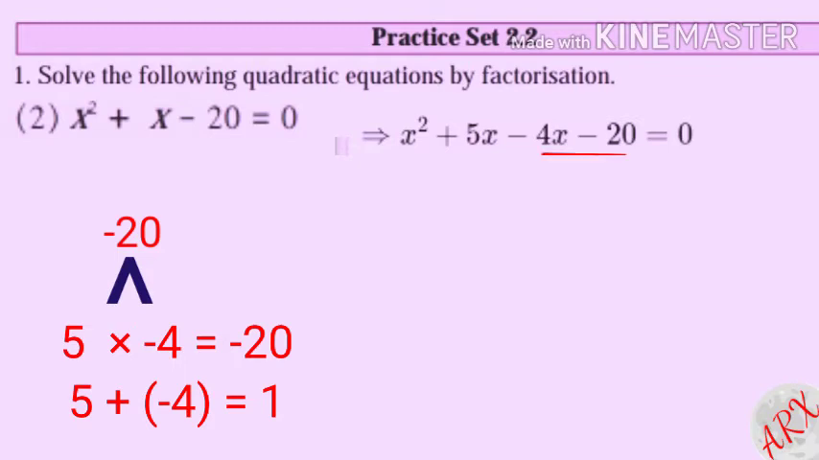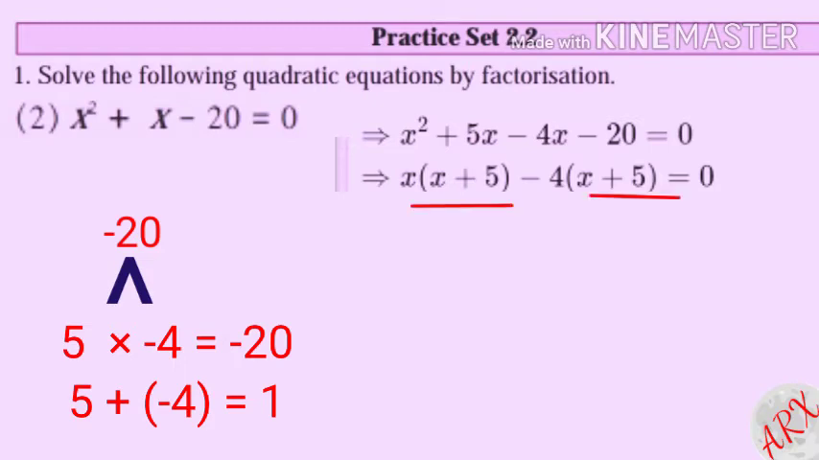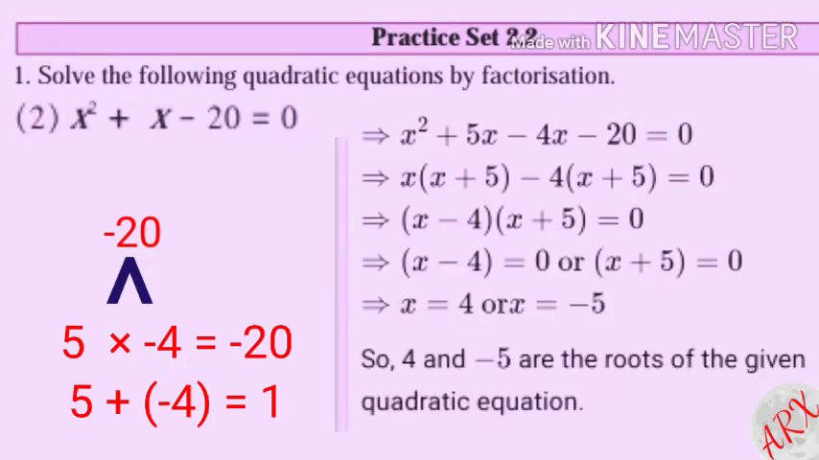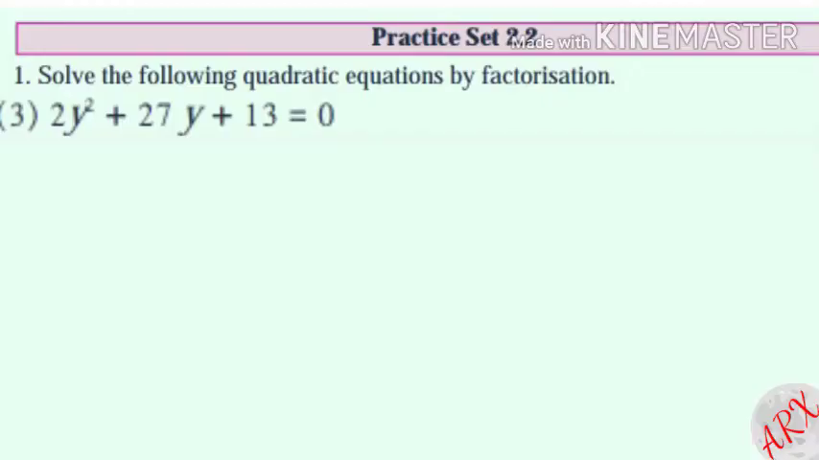Now take x common from the first two terms and minus 4 common from the third and fourth terms. So the equation will be x into bracket x plus 5 minus 4 into bracket x plus 5 equal to 0. Take x plus 5 common. So the equation will be x plus 5 in one bracket and x minus 4 in another bracket. After solving we will get x equal to minus 5 or x equal to 4.